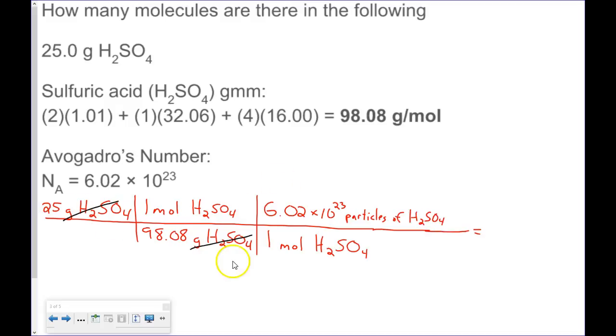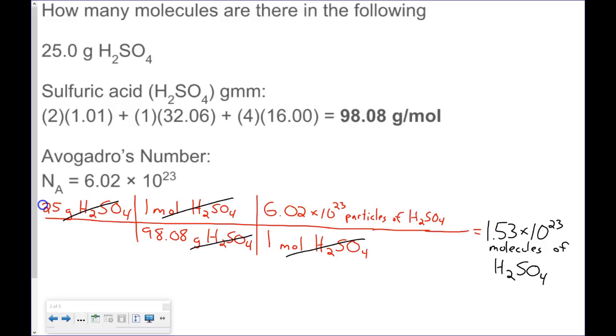Now I can cancel out grams, cancel out moles, and what I'm going to be left with is going to be particles or molecules of this. So doing the math right now, 25 times 6.02 times 10 to the 23rd divided by 98.08 is going to work out to be 1.53 times 10 to the 23rd molecules of sulfuric acid.